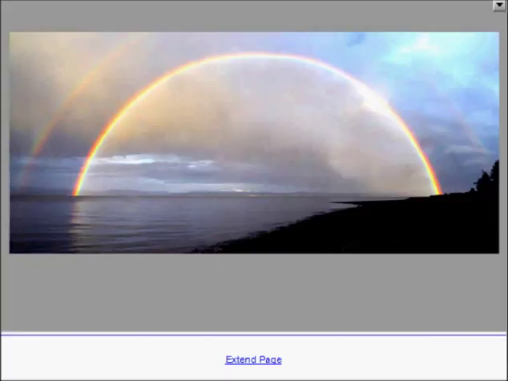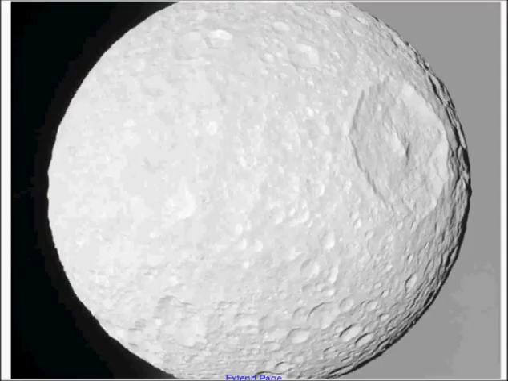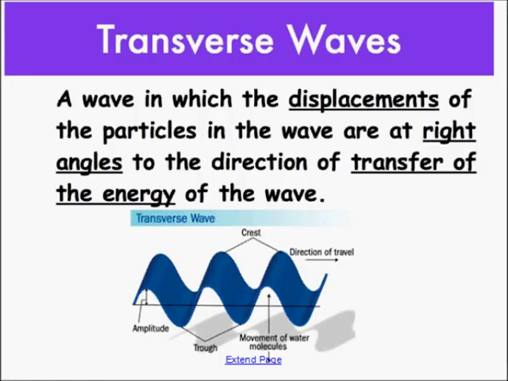These pictures we'll look at in class. Now, some definitions of waves. This is essentially what the waves topic is all about, the basic understanding of waves. So the first type of waves is transverse waves, and we'll look at some examples in a minute.